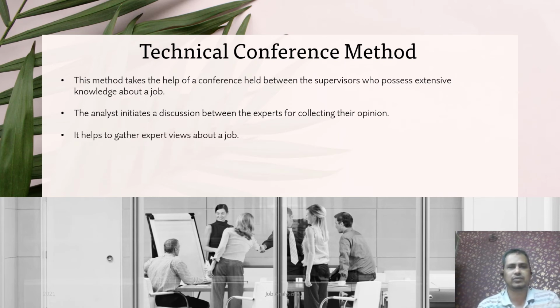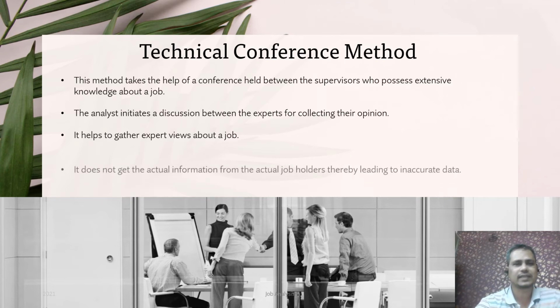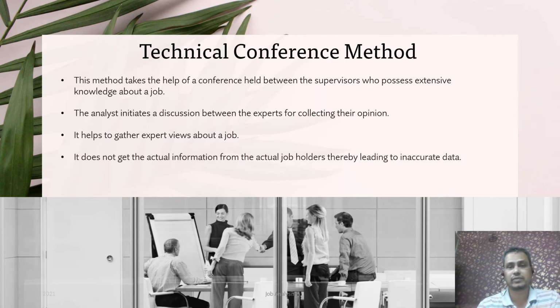See, you get the expert views. That's the positive thing. But the drawback is that you are not asking the exact job holder. So information might not be accurate. So the point is you get the expert views about the job, the information given by the experts, but the actual person who performed the job might not be involved in giving you the information. So that's the drawback. Now, these are some basic methods of gathering information.